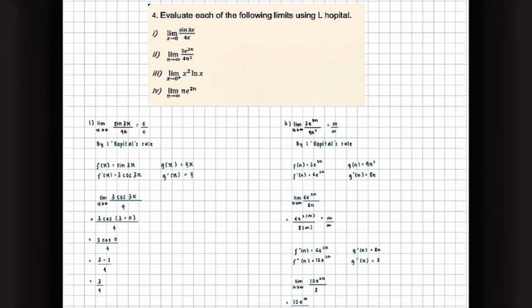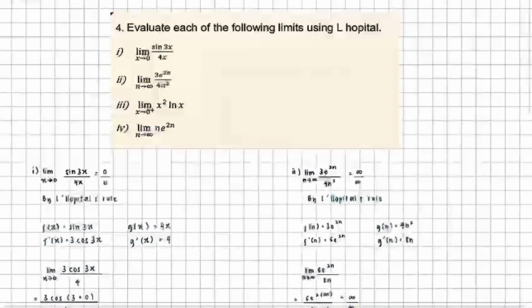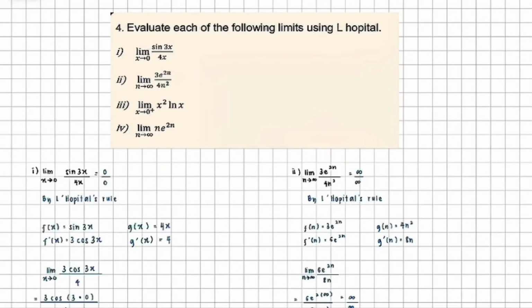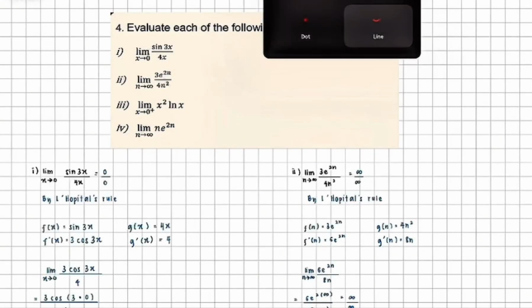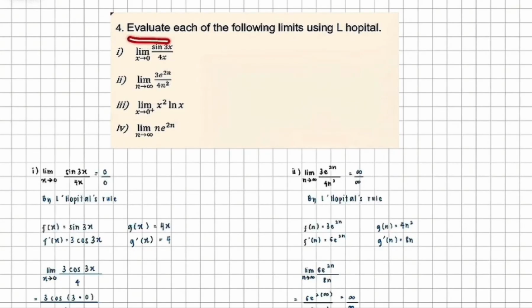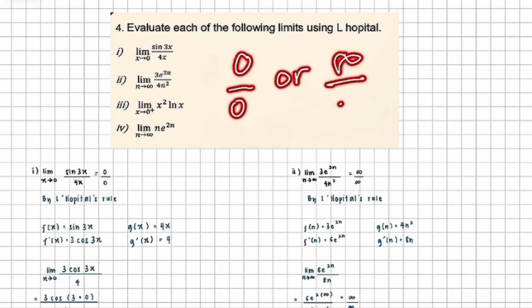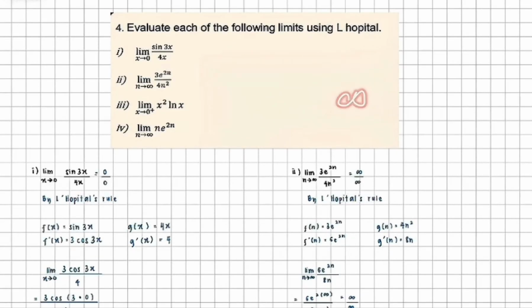Okay, so hi everyone. Today I will explain question number 4, which asks us to evaluate each of the following limits using L'Hopital's rule. L'Hopital's rule can be applied when a limit gives an indeterminate form such as 0 over 0 or infinity over infinity. The rule states that we differentiate the numerator and denominator separately, then take the limit again.